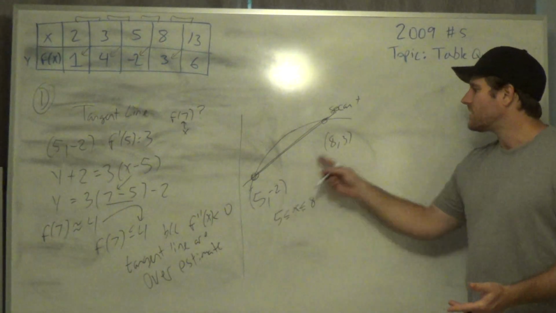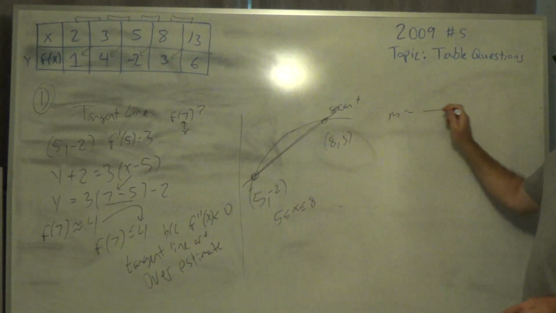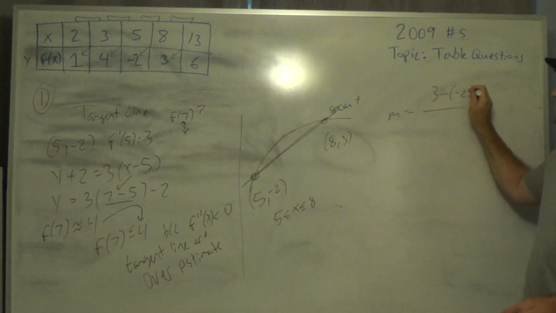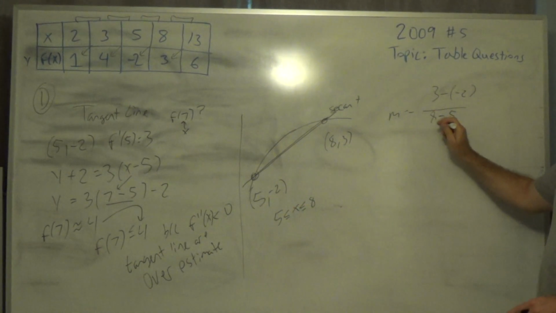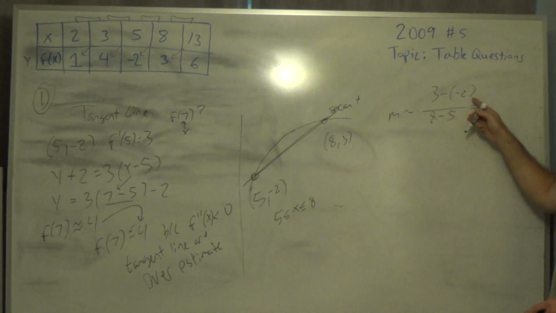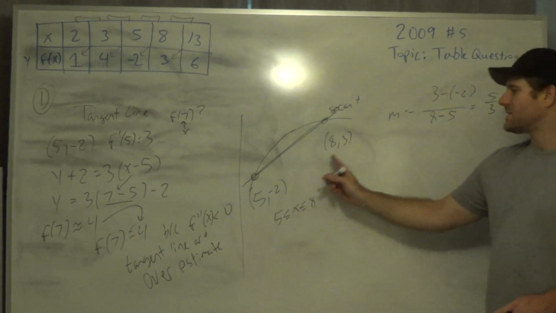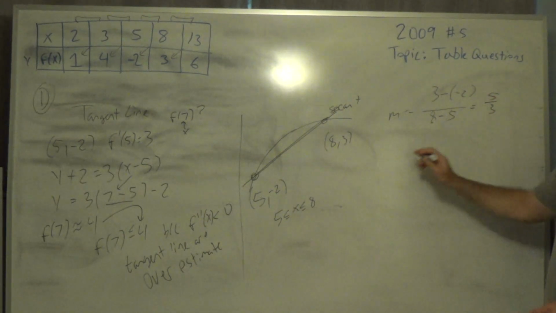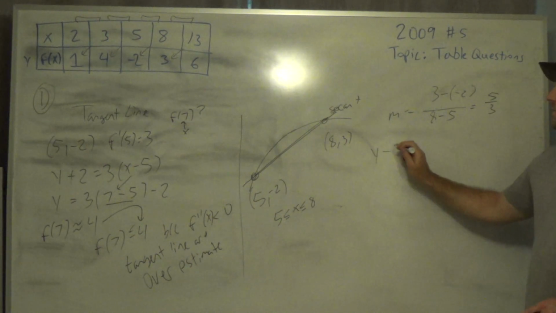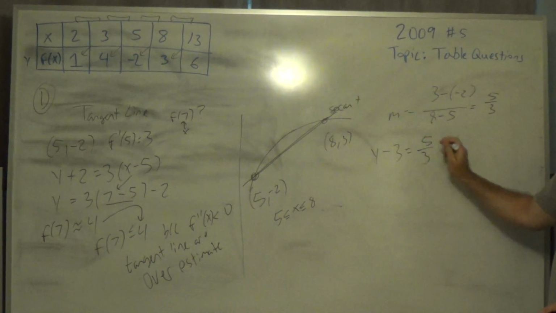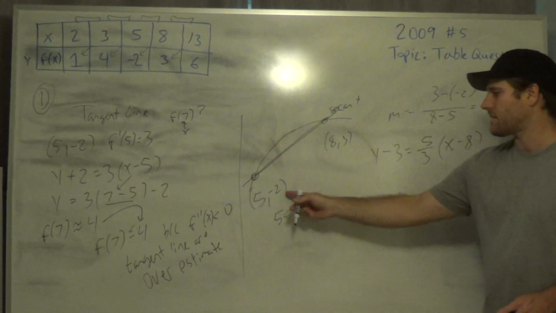We don't have a slope. So I'm going to find the slope by simply subtracting the y's on the top, so 3 minus negative 2, and the x's on the bottom. When I do this, I get 5/3. And now I can write the equation. I'm going to take one of these points and this slope. y minus y1 equals m, which is 5/3, times x minus x1, which is 8. So I used that point and that slope. I could have used the other point and that slope.